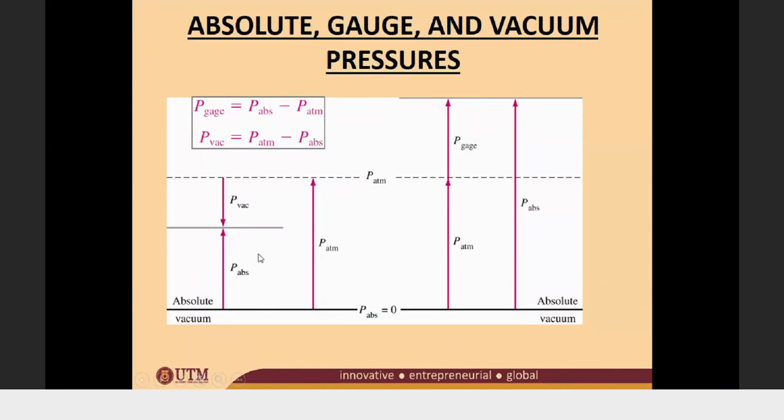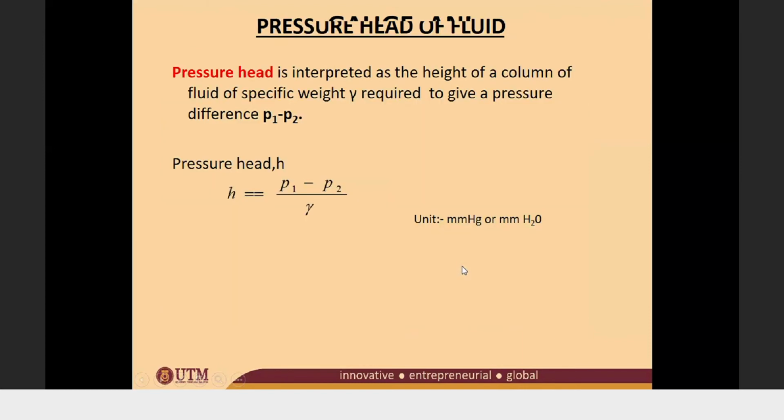Okay, so this is the relative position of the pressure. So this is vacuum, this is atm, and this is absolute. So P gauge is actually P absolute minus P atm. Okay, so another way to measure pressure is called the pressure head. So pressure head is actually the pressure divided by the gamma, the specific weight of that fluid.